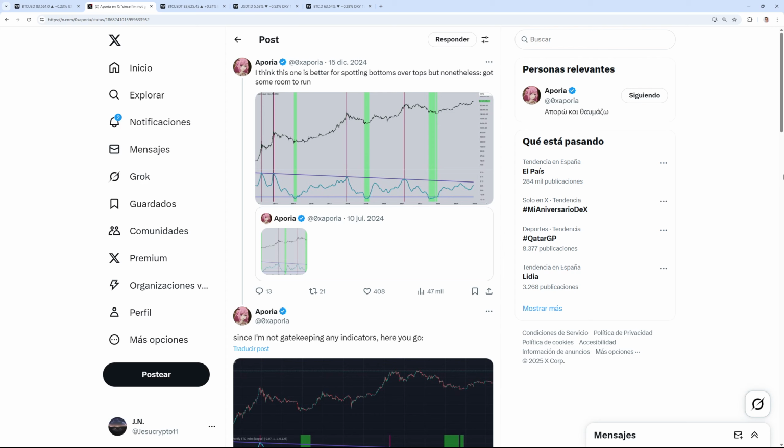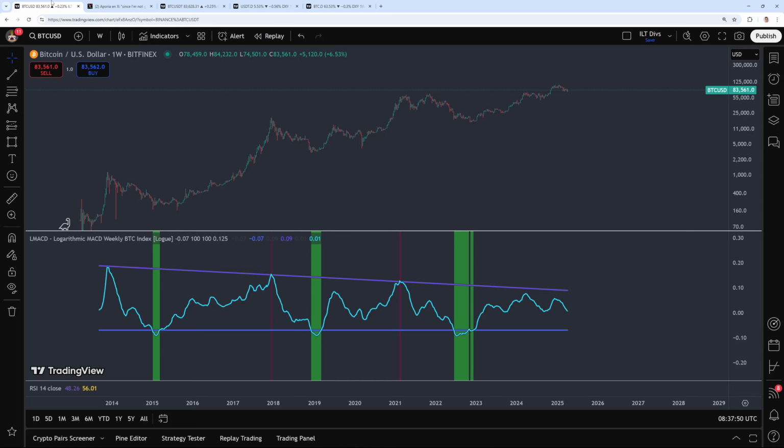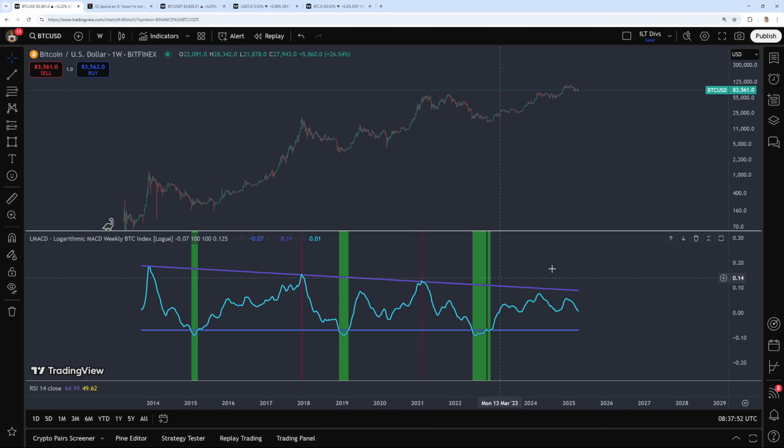I wanted to make this video especially to mention the logarithmic LMACD indicator that I first found when following Aporia, right? It was posted back in mid-December. It seems that it's better to spot bottoms. As we can see, I have already opened it here.